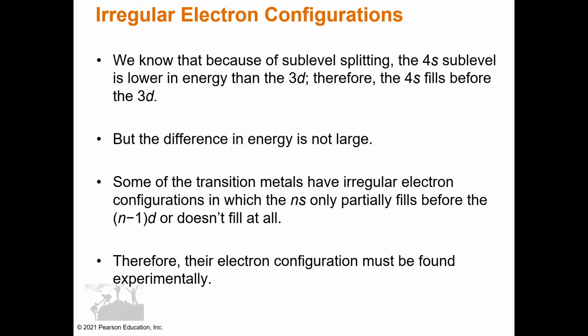It's all because of the sublevel splitting. Remember that as we move higher and higher in energy, the energy differences between those high energy levels are getting smaller and smaller. So that's why 4s is at lower energy compared to 3d. So for these transition metals, you'll see that there's going to be some irregular electron configurations.